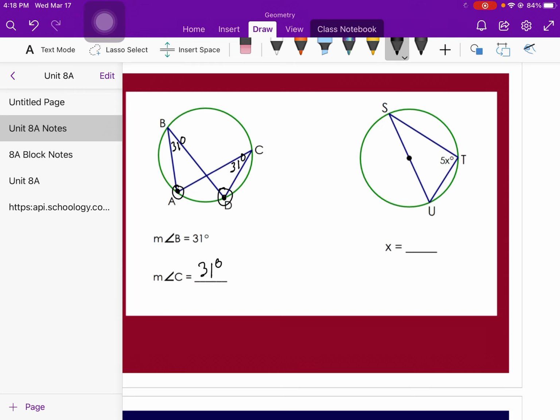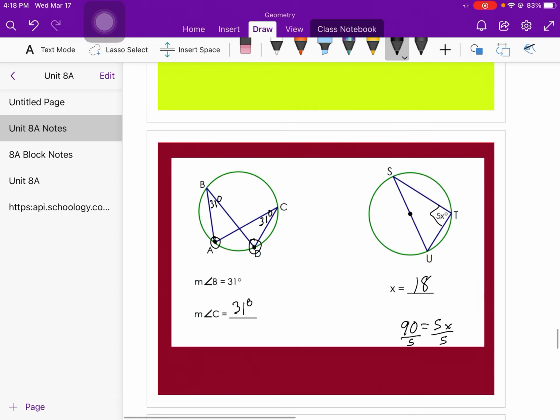And then over here on X, so notice SU goes through the center. That's a hint and an indication that SU is a diameter. So that tells us that if that's a diameter, this has to be half of 180, which is 90. So we can set those equal to each other. Divide by 5, and we're going to get X equals 18. So it's a lot of relationships of identifying when you have congruent angles, when you have diameters, recognizing that the inscribed angle is half of the intercepted arc, and vice versa, going back and forth, doubling or dividing by 2.